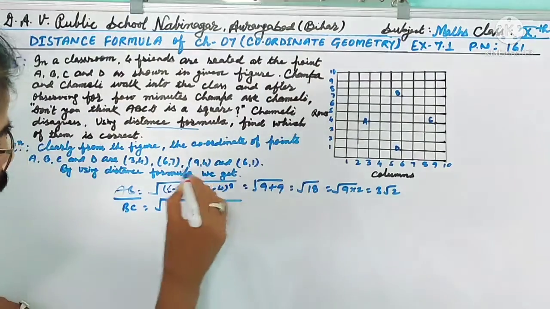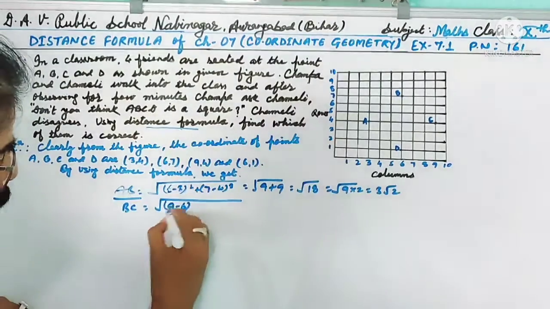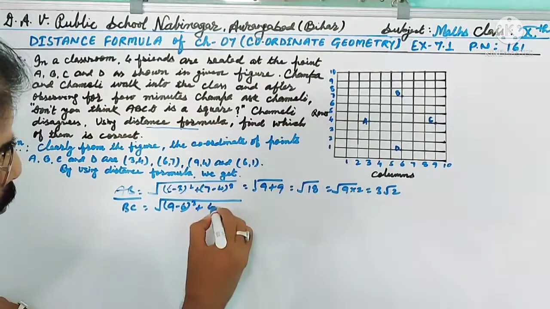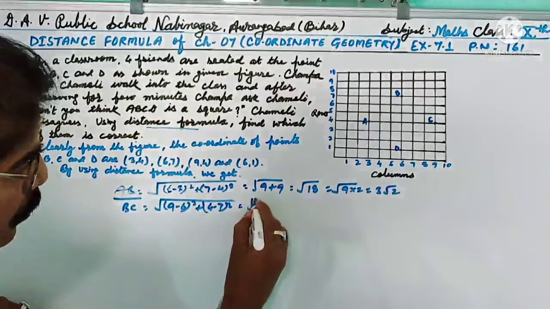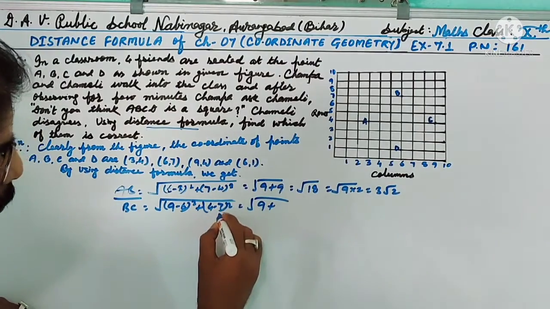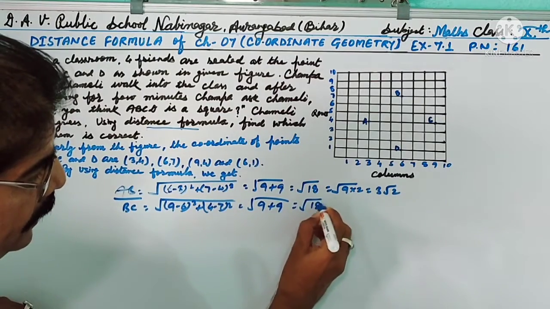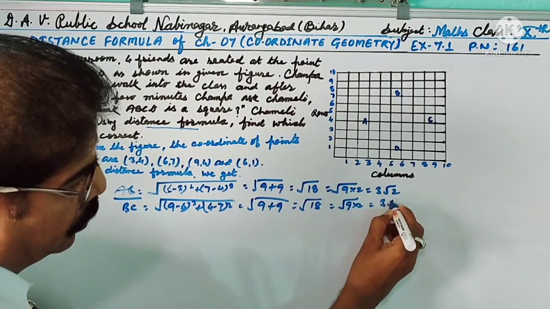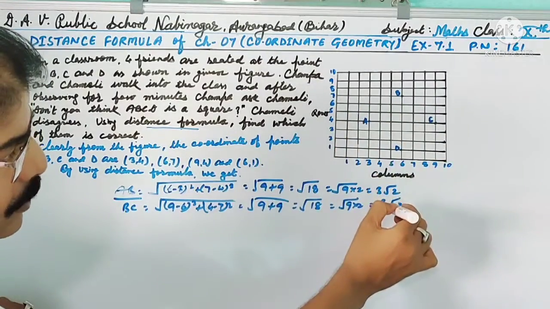the square root of (9 minus 6) square plus (4 minus 7) square, which is (9 minus 6) is 3, square 9, plus (4 minus 7) is minus 3, square, that is also 9. So 9 and 9 is 18, so the square root of 9 into 2, that is 3 root 2. So BC is 3 root 2.